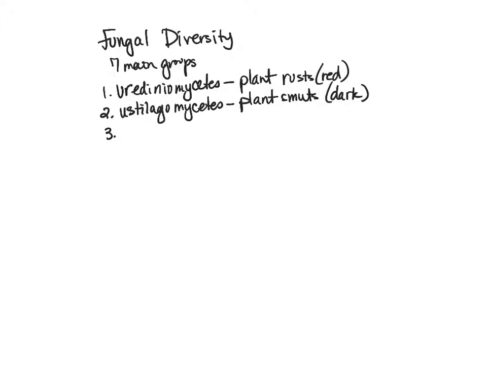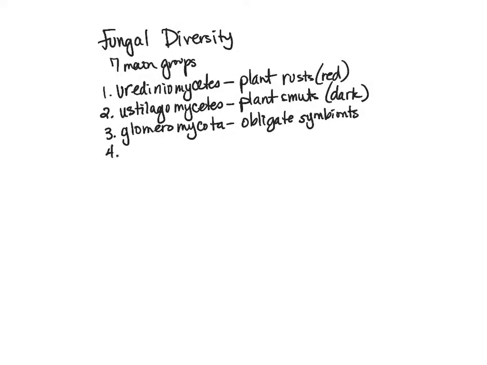The third are the glomeromycota, or mycota. And these are obligate symbionts, which means that they can only survive when they are associated with plant roots. So they cannot live on their own. So they work in relationship with the plants. So they receive carbohydrates from the plants, and the plant benefits from the increased ability to get nutrients and things from the soil.